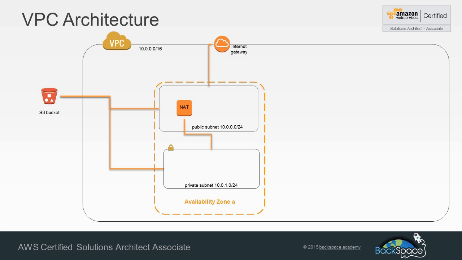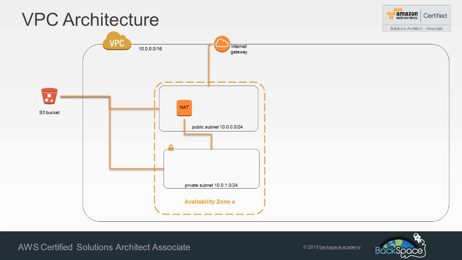Okay, so the first thing we're going to do is to use the VPC wizard to create a VPC with public and private subnets inside a single availability zone. We're going to use the VPC wizard simply to speed up the process for us. It does a lot of things for us that makes life a little bit easier.